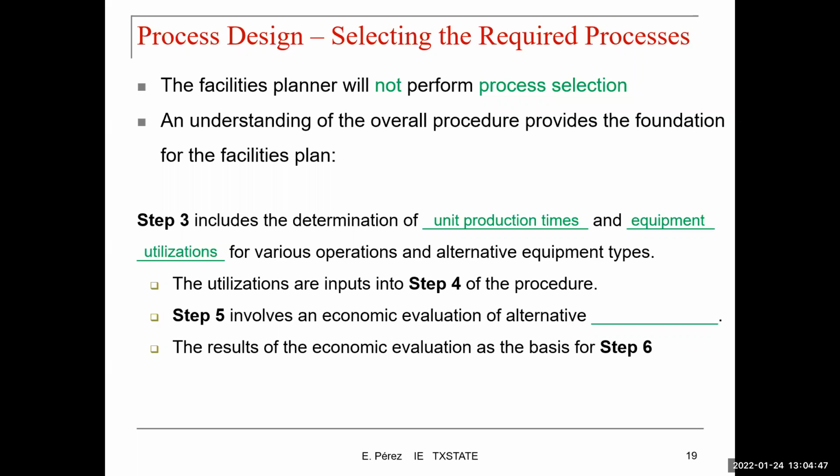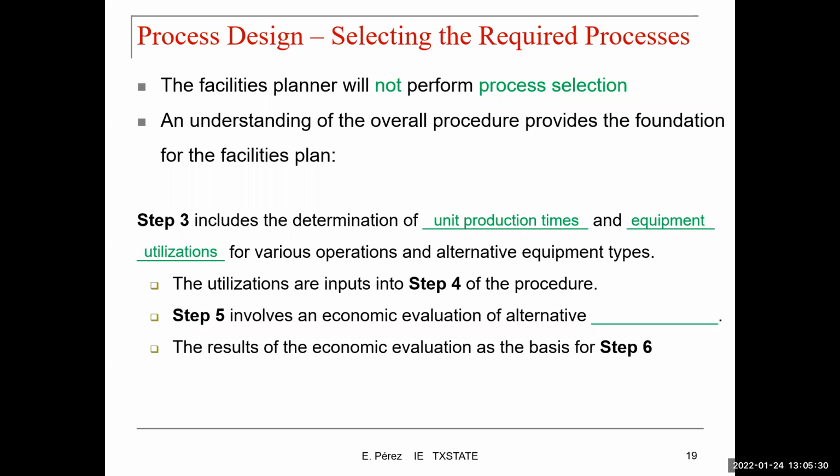So we need to understand and determine the unit production times and the equipment utilization for various operations and alternative equipment types in order to compute the expected performance of all the alternatives, and then based on that, make a decision, not only based on the performance, but also considering the cost and also the times or the schedules. So the utilizations are inputs into step 4 of the procedure, which is going to go next.